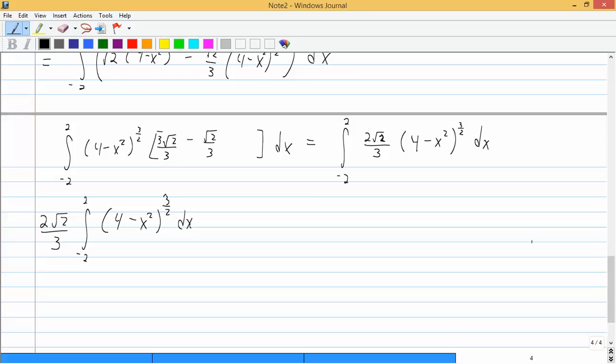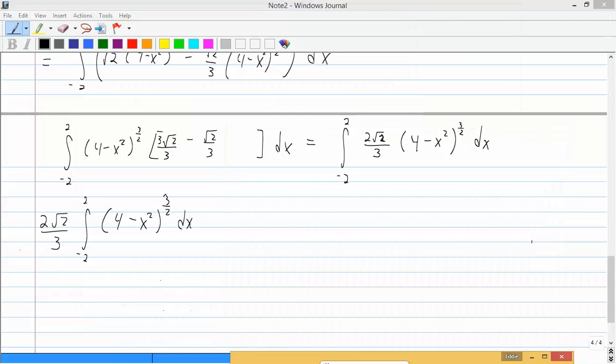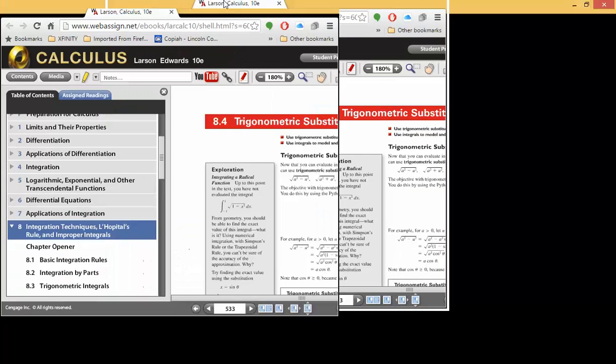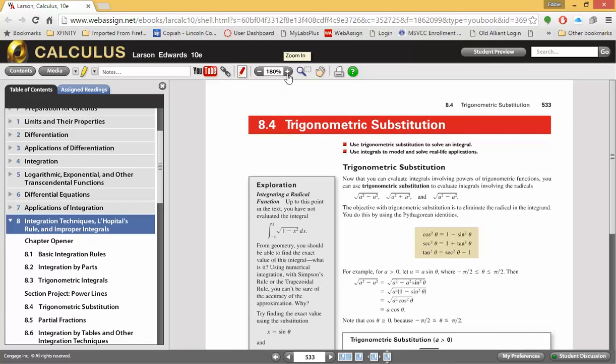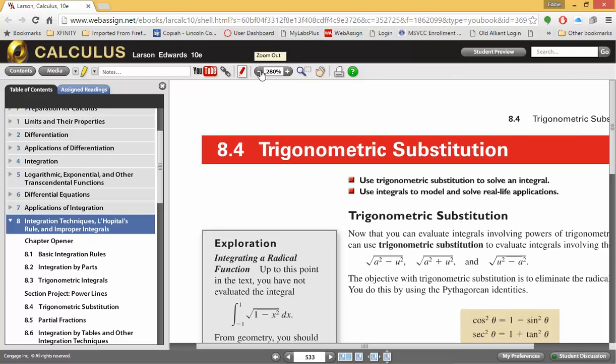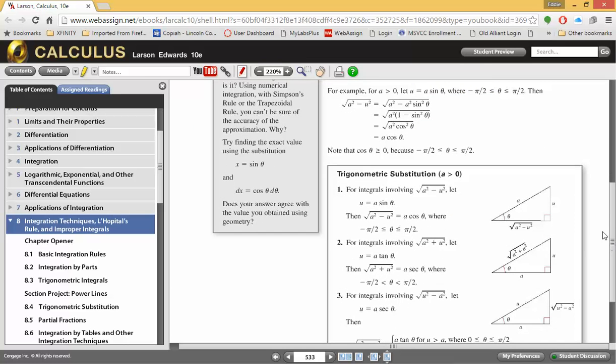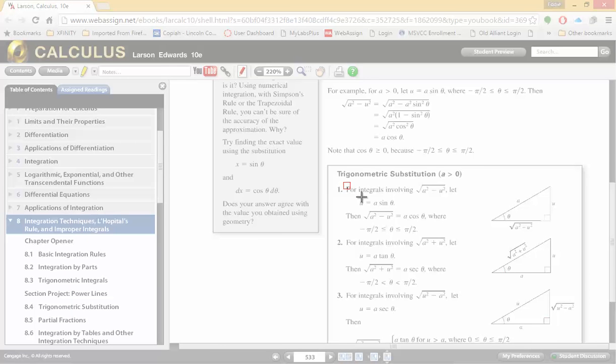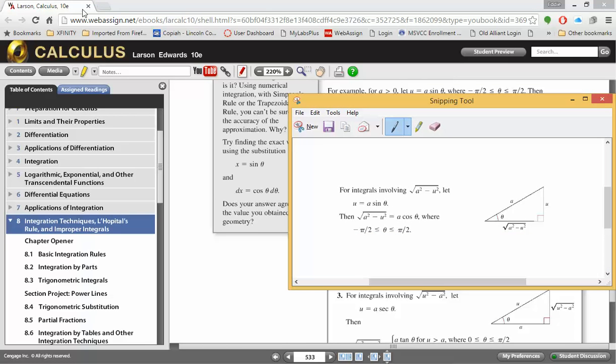We go back to chapter 8. Let's see, trig substitution. So we have a squared minus u squared to the 3 halves. With a squared minus u squared, we say u equals a sine theta. This right here is the stuff we need. Look at the boundaries for theta whenever you change it over: negative pi over 2 to pi over 2. As we're changing this over to trig, we're going to have to also change over our boundaries.